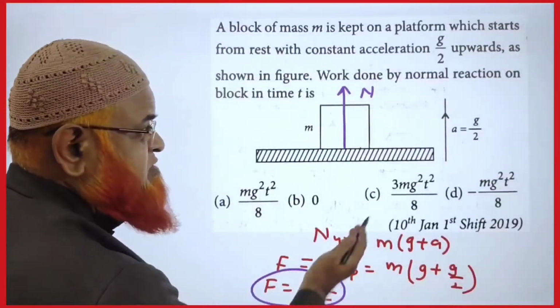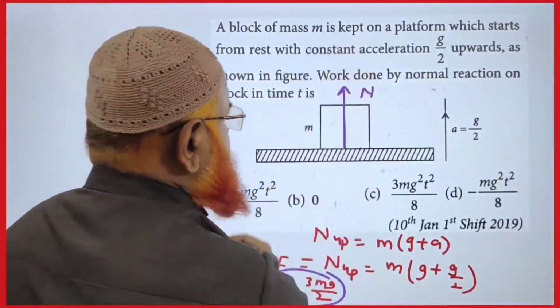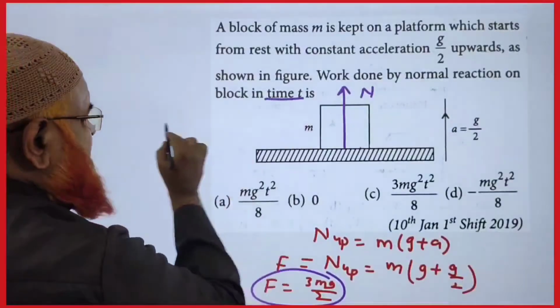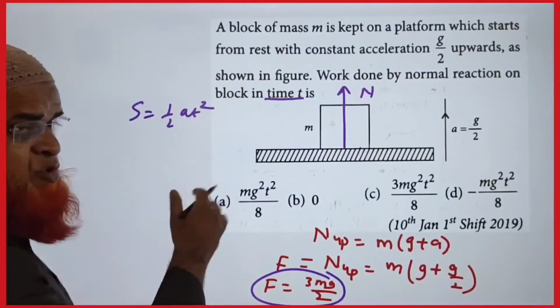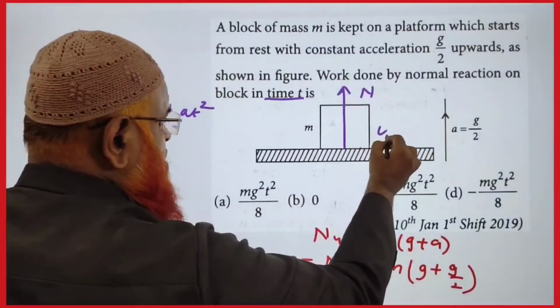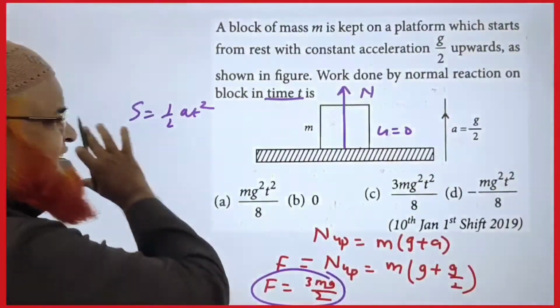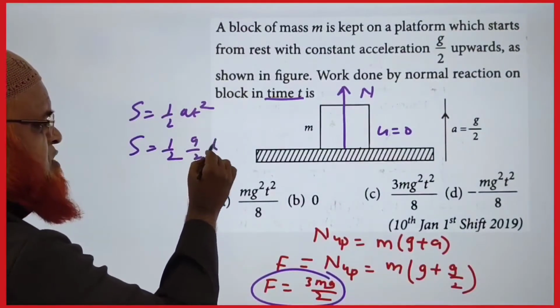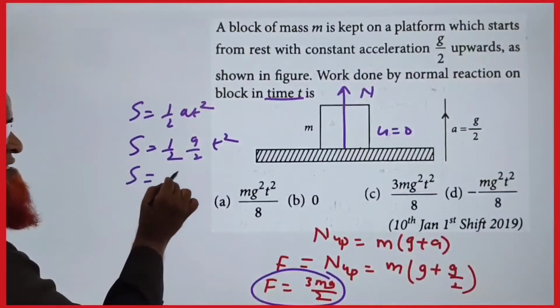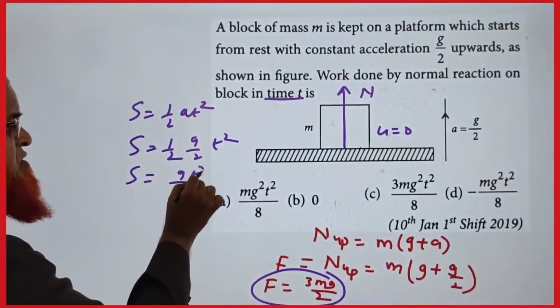Then what is the displacement traveled by the block upwards in this certain time? So S is nothing but half AT square, because UT plus half AT square, where initial velocity of the block is going to be 0, just half AT square we take. That is half A. A is nothing but G by 2 into T square. Therefore S is nothing but G by 4 into T square.